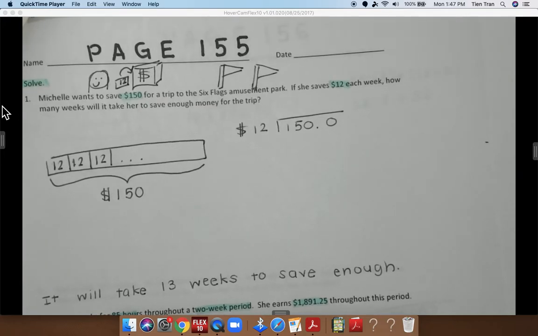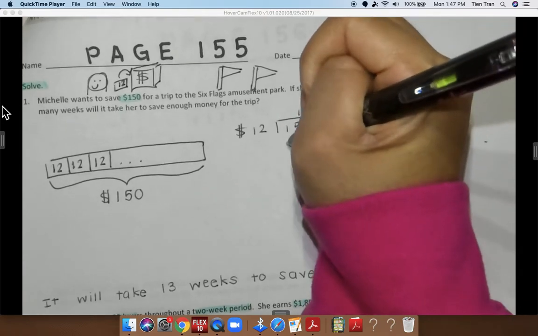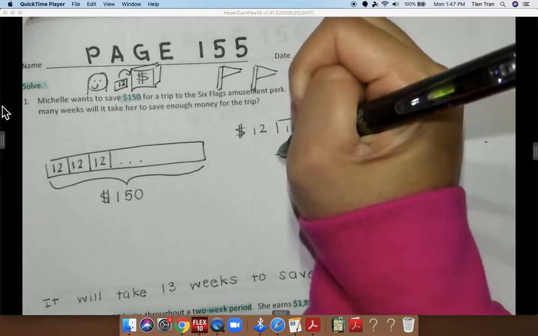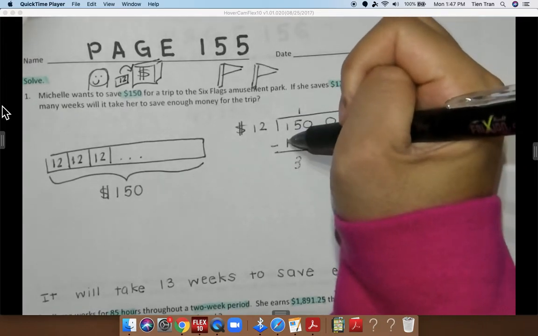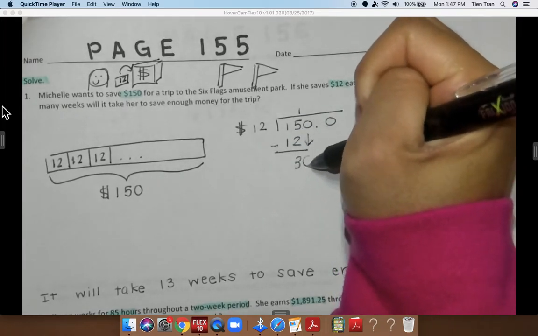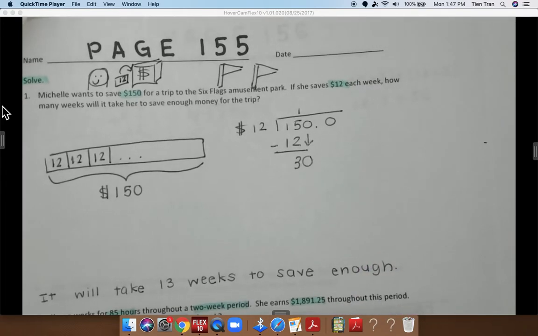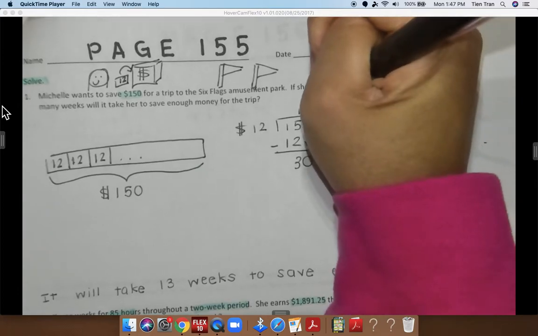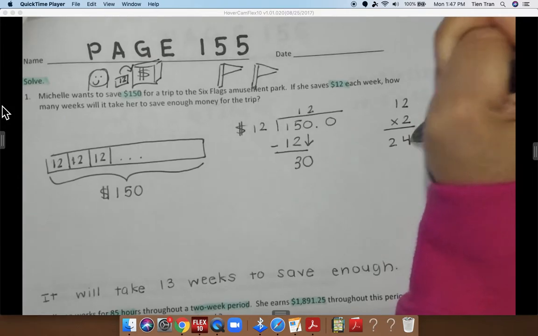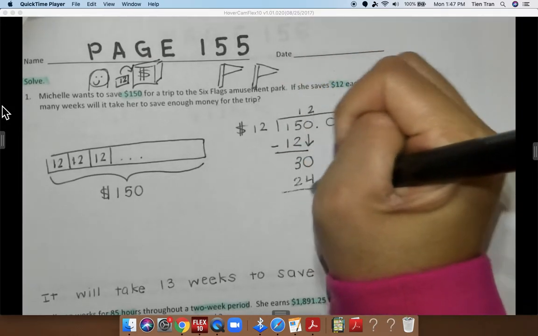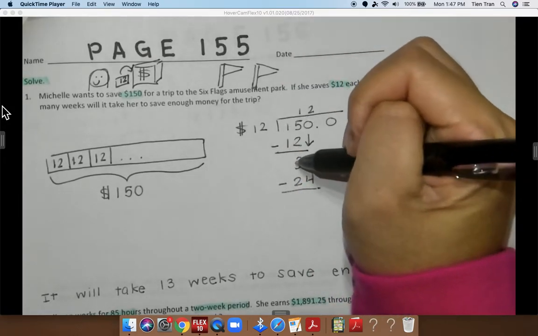So I'm figuring out how many times first can 12 go into 15. 12 can go into 15 one time, because 12 times 1 is equal to 12. 5 minus 2 is 3. 1 minus 1 is 0. I don't need to write that. Bring down my 0. Now I have 30. How many times can 12 go into 30? I know that 12 times 2 is equal to 24. So I'm writing down 24 and I'm subtracting.